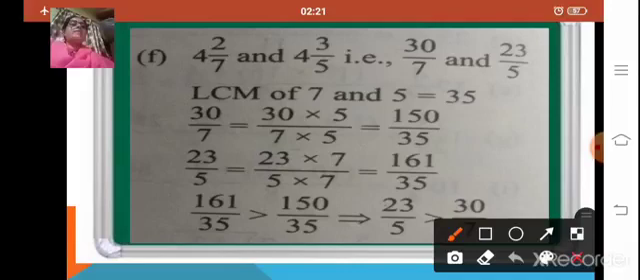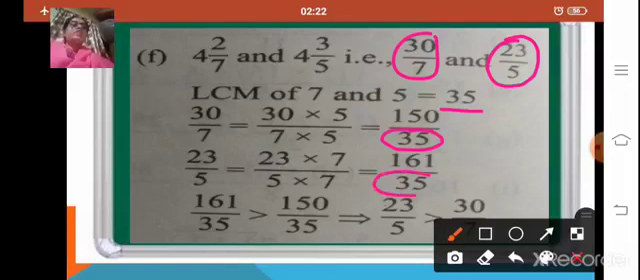Again we have the same sum. First we have converted into an improper fraction, and then we have taken the LCM of 7 and 5, that is 35. Then we have made both the fractions like fractions by making the denominators equal to the LCM. Now after making both the fractions alike, 161 is greater than 150 upon 35. That means 23 upon 5 is greater than 30 upon 7. Or you can also write 150 upon 35 is smaller than 161 upon 35.